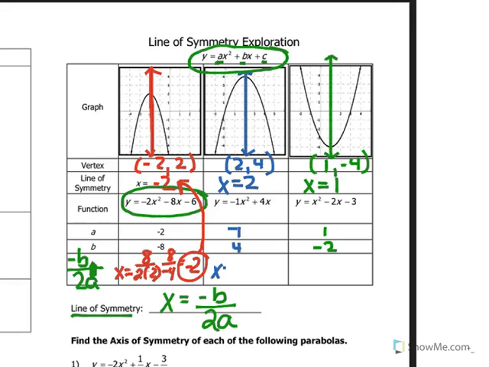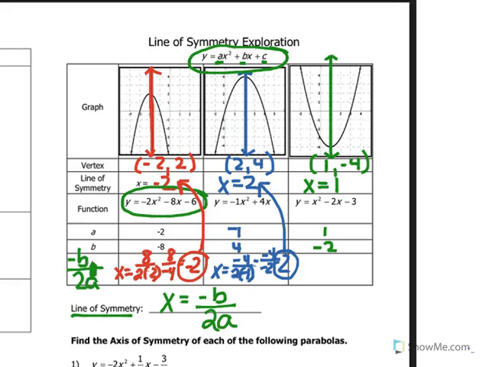On the next one, we have x equals, and we're going to do the opposite of b, so we're going to make it -4 over 2 times -1. So that's going to equal -4 over -2, and a negative divided by a negative is a positive, and so we get x equals 2, and again, matches what we saw in our graph.